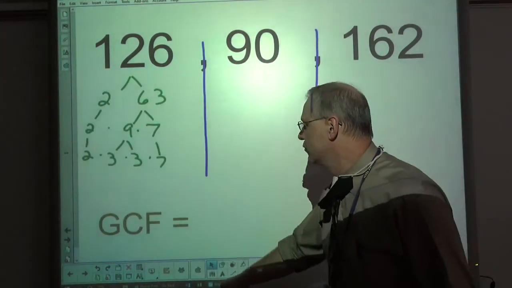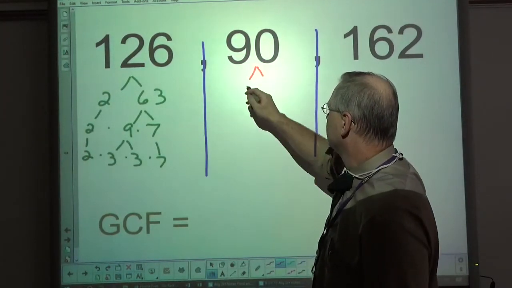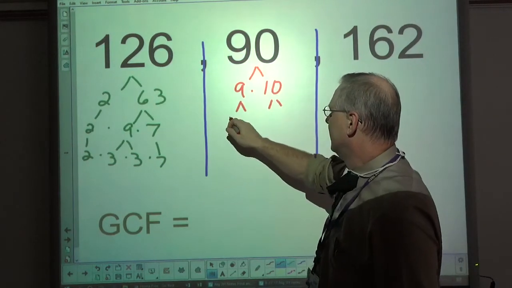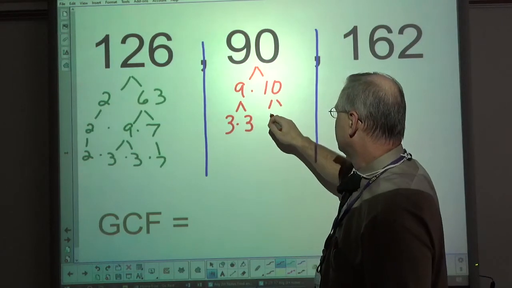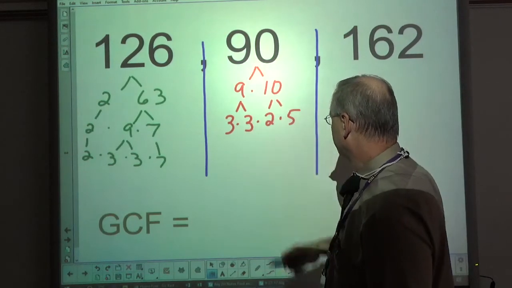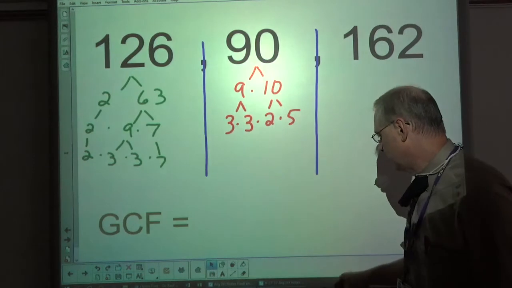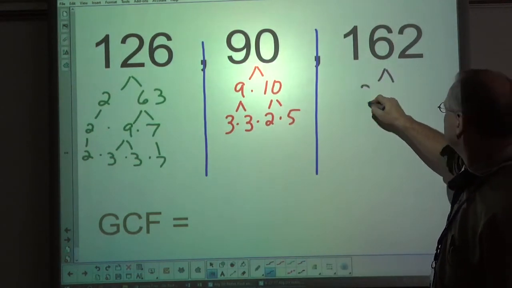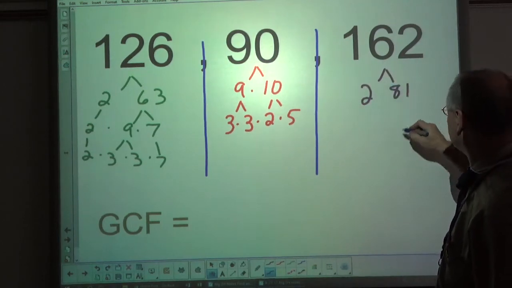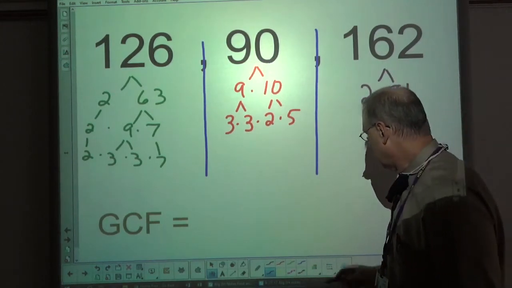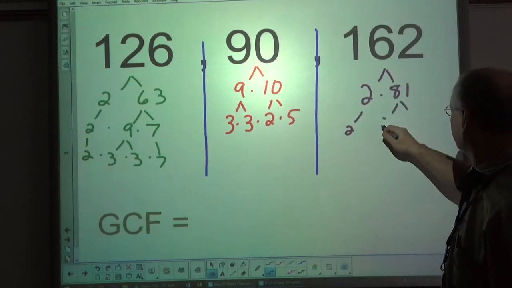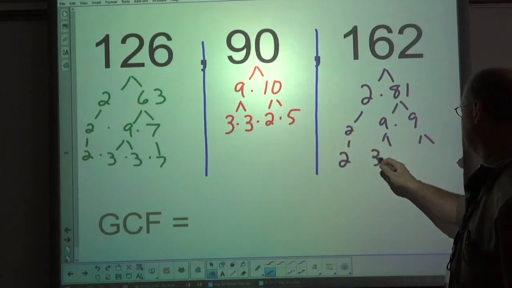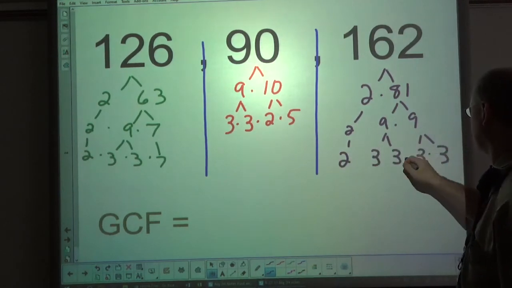All right, now I'm going to move over to here, 90. Well, 9 times 10. 9 is 3 times 3. 10 is 2 times 5. And then over here, that's why I was thinking it was off. 2 goes into it 81 times. And then that breaks down into 9 times 9. 2, 3, 3, 3, 3.